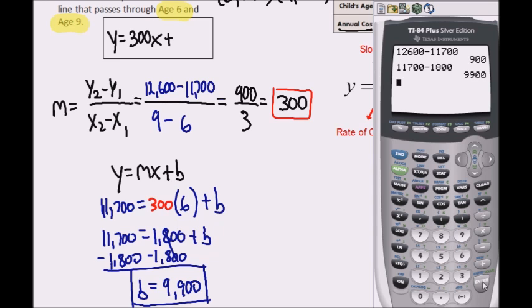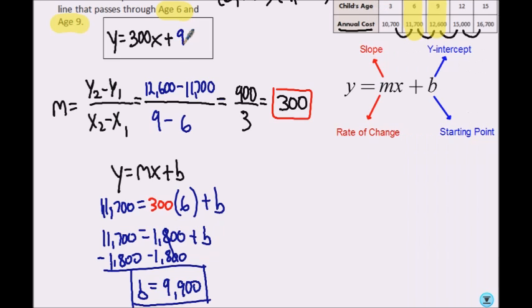So I want to put all that together, and so I've got 9,900. So again, we want to interpret this in context. What this is saying is that in that first year of life, the baby's going to cost you 9,900, or at least according to these numbers. In that first year of life, the baby's going to cost you 9,900 plus $300 each year, right?